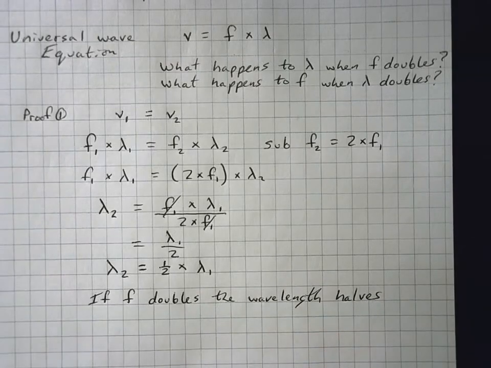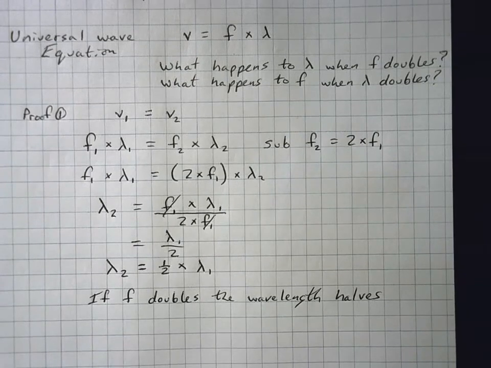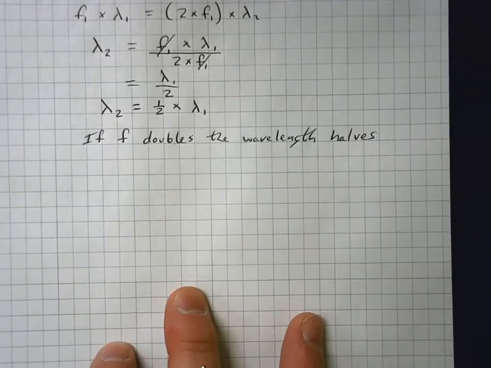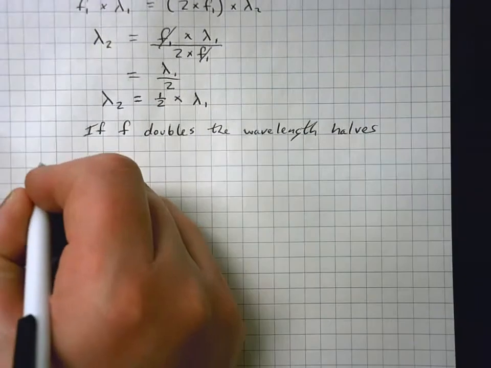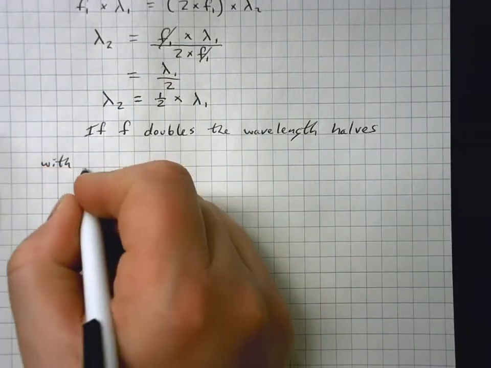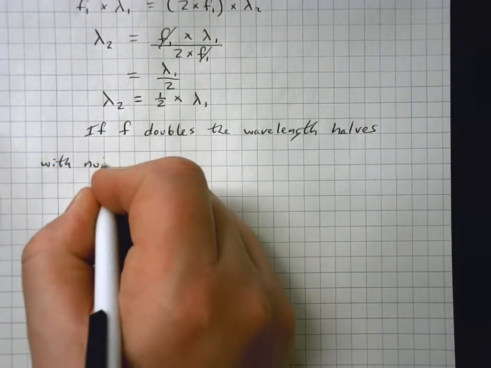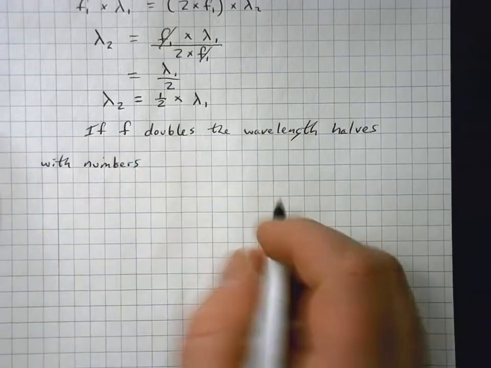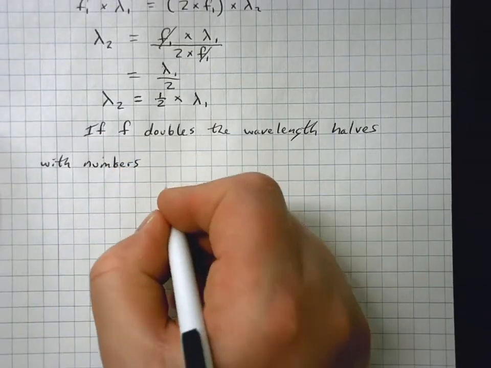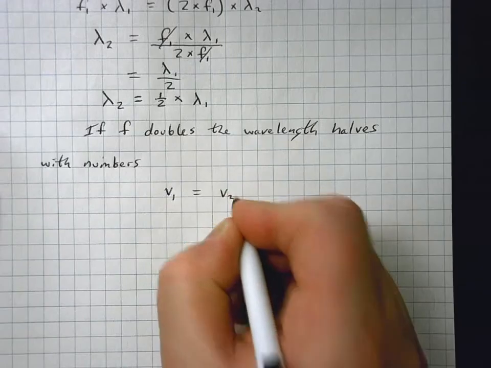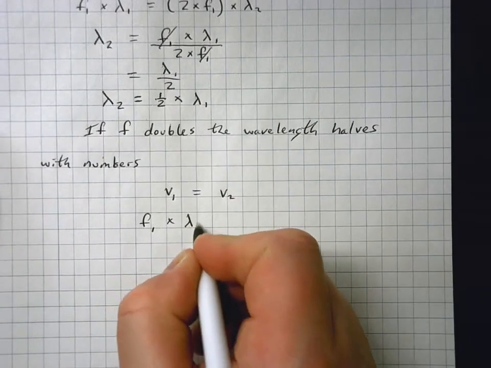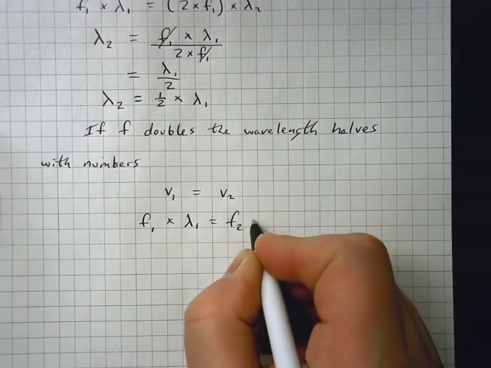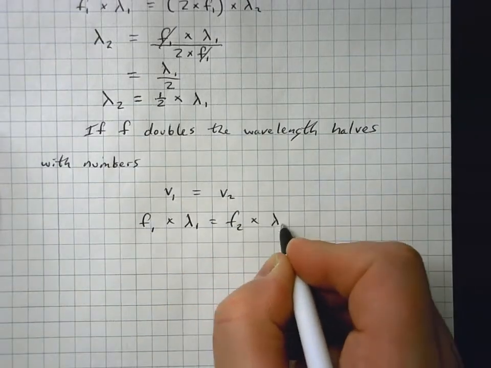Okay, well, the brute force method, which is a little bit more number oriented rather than algebra oriented, is as follows. And then I'll stop this video and I'll do another one. So with numbers. Okay, well, we go back to our original equation. V1 is equal to V2, and we say that F1 times lambda 1 is equal to F2 times lambda 2.